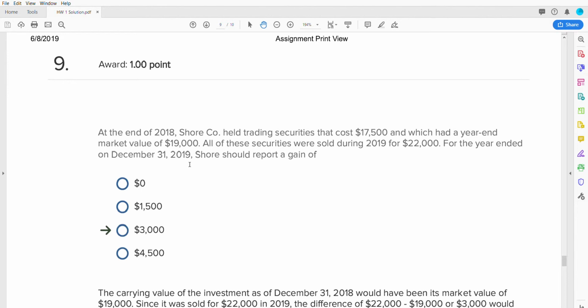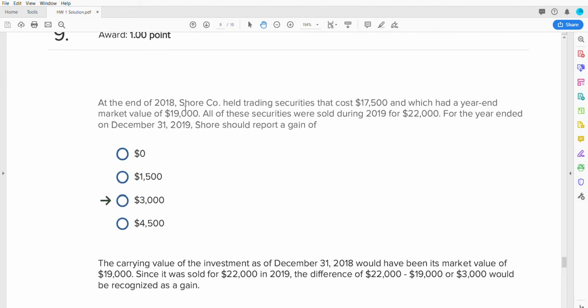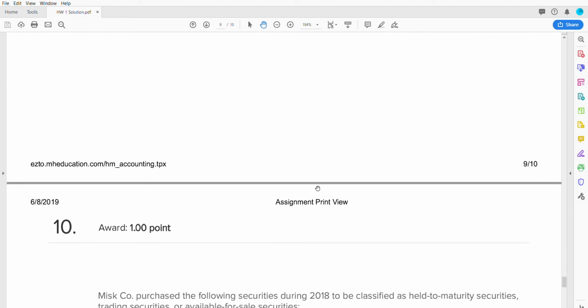And here for 9, same question, but what would happen in 19? And then you go from market value to market value. So 22 minus 19 is 3 in this case.